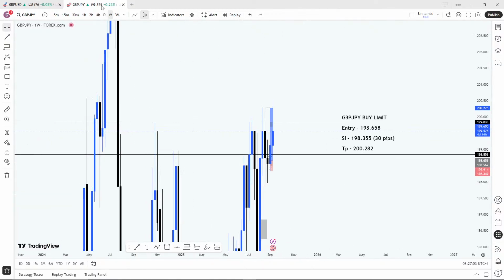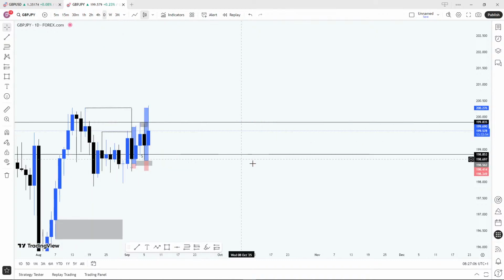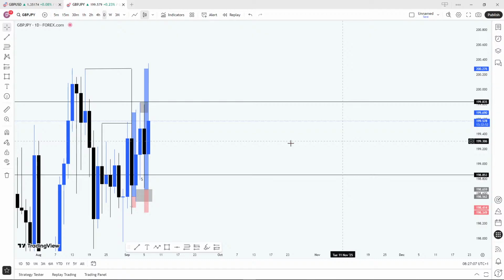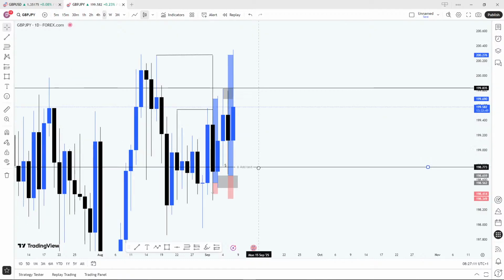So on GBP JPY, we had this setup as of last week, right? Which missed entry. Remember, I dropped this as a signal. We set it as a limit order.